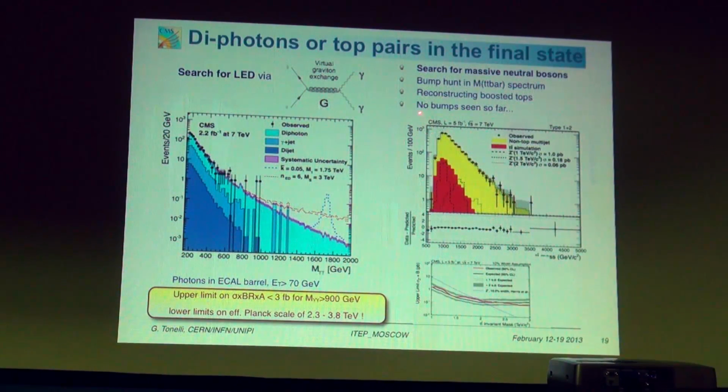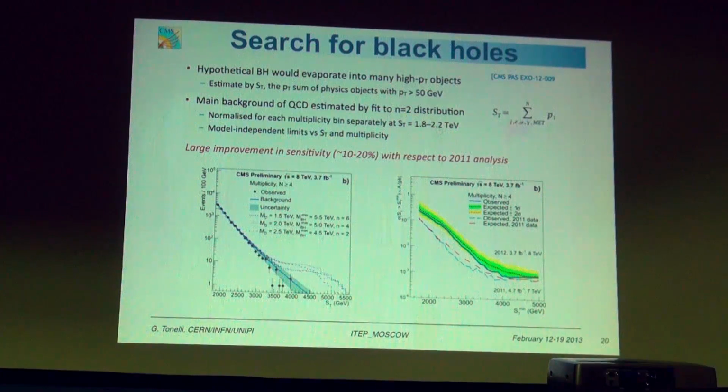This is another example of similar searches in which you look for a massive neutral boson, looking for bumps in the spectrum of the invariant mass of the t t-bar. But again, the absence of any bumps in the tail of the distribution allows you only to put limits.